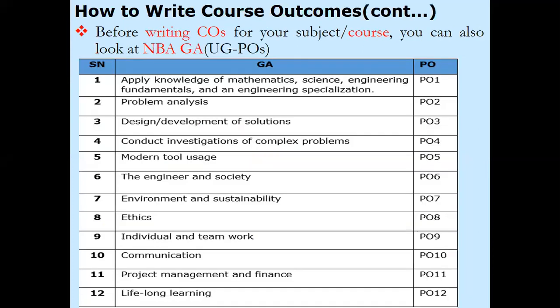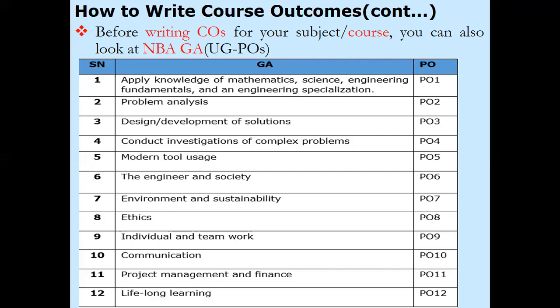Now, before writing the course outcomes with respect to your subject, you can also look at the UG program outcomes. What I want to say is that there are 12 program outcomes for the UG programs. These program outcomes are given by the National Board of Accreditation, irrespective of the branches, like CSE, mechanical, electrical. Everyone has to use these POs while framing the course outcomes.